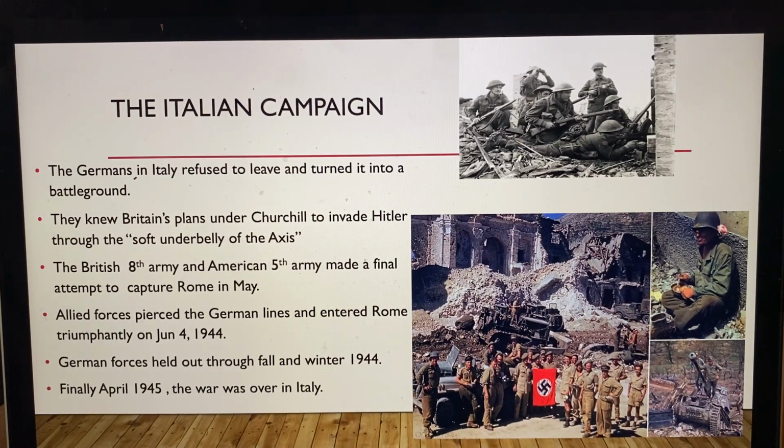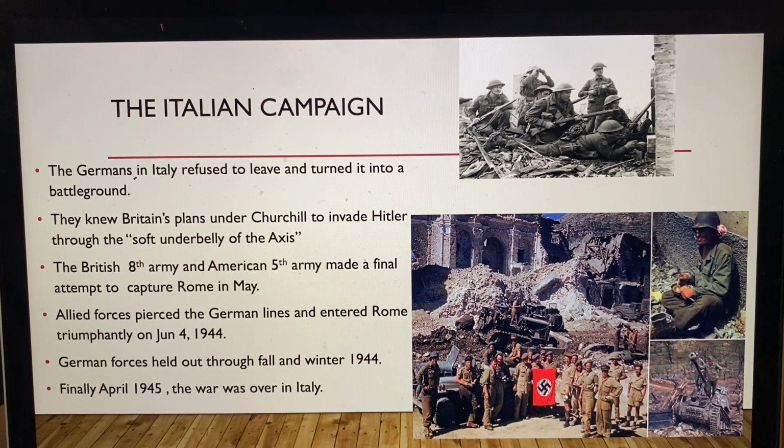The Italian campaign now. The Germans in Italy, they refused to leave Italy and turned the whole country into a battleground. They knew Britain's plans under Churchill to invade Hitler through the soft underbelly of the Axis. So the Germans knew, okay, basically the Americans and Britons are going to come in and attack, because in Italy, basically the Italian government is not even in support of Hitler.